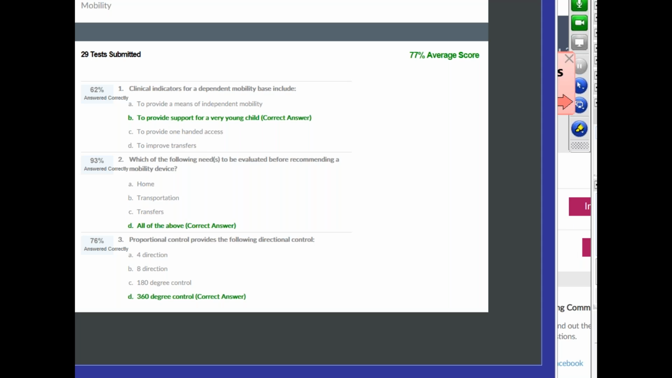You know what, Stephanie? When I was reading that, a clinical indicator, I do agree with you. I'm not sure that's the best written question because a young child isn't a clinical indicator. I would want something to be like a clinical indicator. Maybe a child with cerebral palsy that doesn't understand cause and effect. So they would need a dependent mobility system. I do see how that was poorly written.